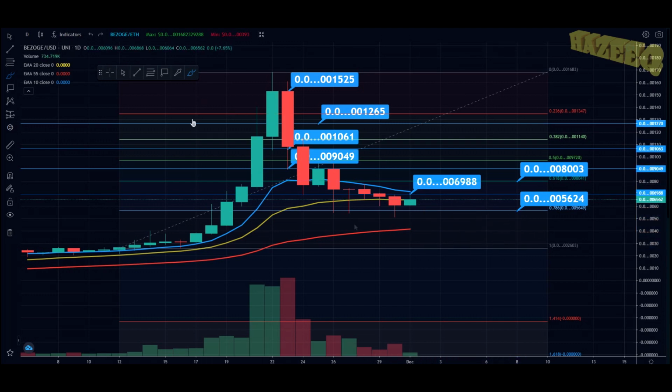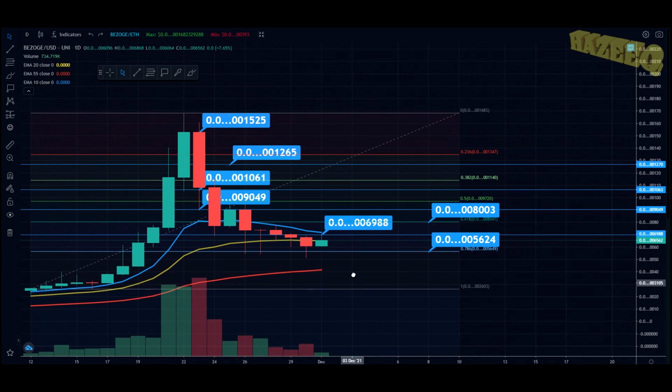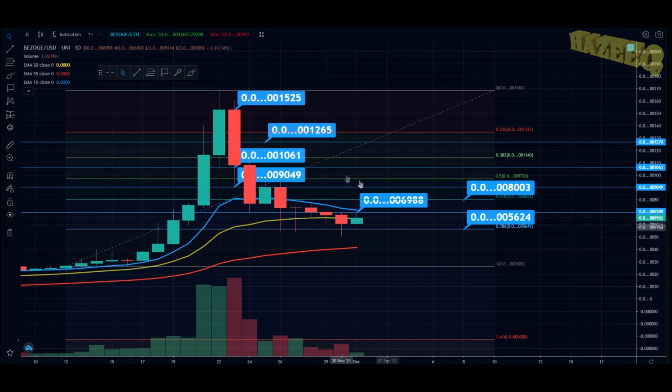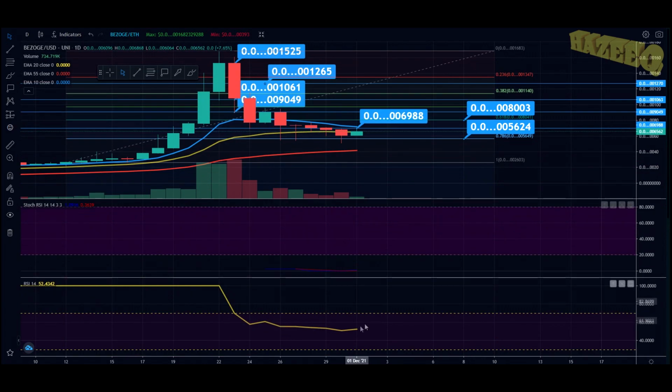I'm not an expert or anything, and I'm not a financial advisor by any means, but buying at these lows is the smartest thing to do, I should say.